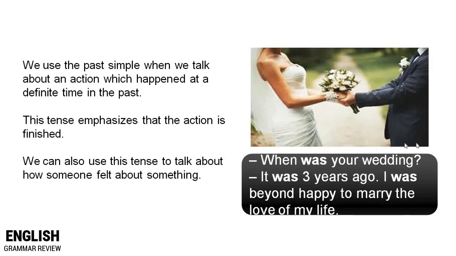Now in this sentence, when was your wedding? The past simple is used to ask a question about a past event. And in this sentence, it was 3 years ago. It is used to describe exactly when this event took place. And in this sentence, I was beyond happy to marry the love of my life. The past simple is used to talk about how that person felt.